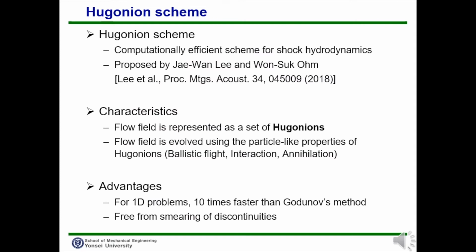The Hugoniot scheme is a computationally efficient scheme for shock hydrodynamics, proposed by Jae-won Lee and Won-Suk Ohm. It is based on the idea of representing and evolving the flow field using a set of particle-like discontinuities called Hugoniots. The Hugoniot scheme is a mesh-free method and does not involve any smearing of discontinuities. For 1D problems, the scheme has been shown to be 10 times faster than the Godunov scheme.